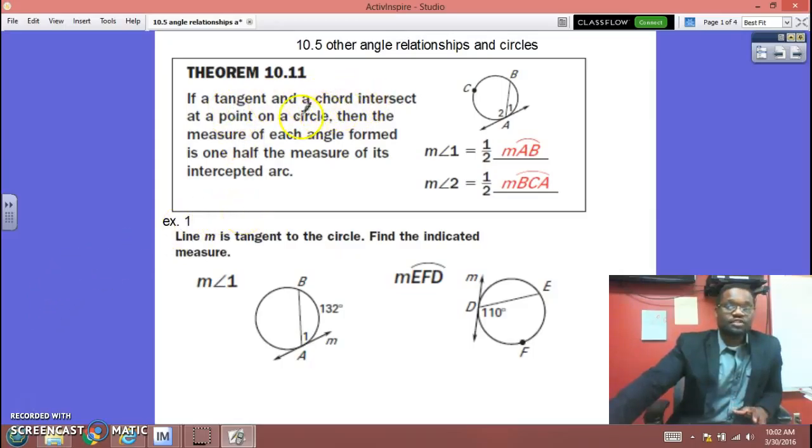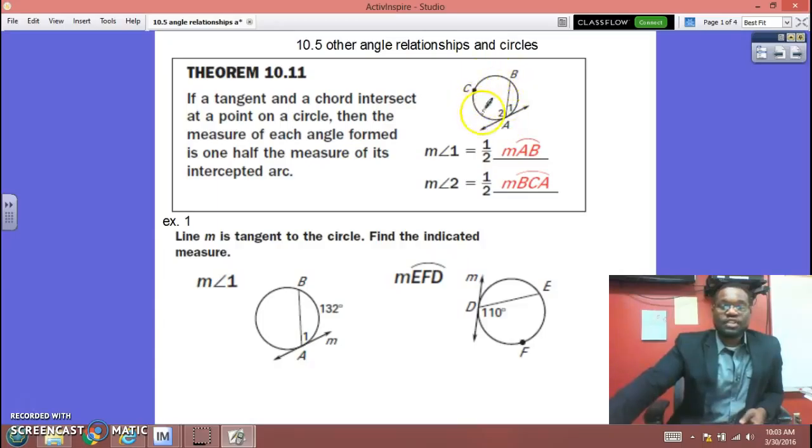If a tangent and a chord intersect at a point on a circle, then the measure of each angle formed is 1/2 the measure of its intercepted arc. This is basically the same thing that we talked about before. If you have an intersection where the vertex of an angle is on a circle, then the arc that's intercepted there is going to be double the angle. Or in other words, this says the measure of angle 1 is half of this arc. So if angle 1 is 10, then the arc would be 20. And if the arc is 16, then the angle here would be 8.